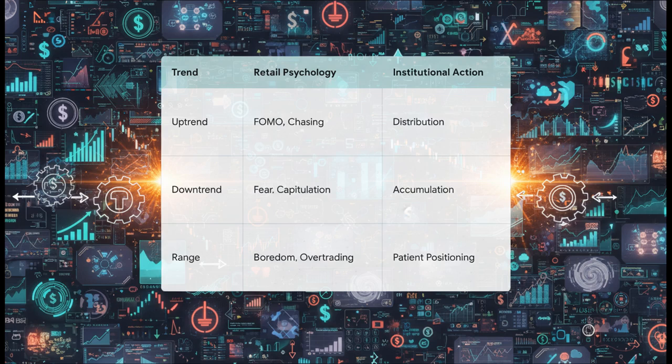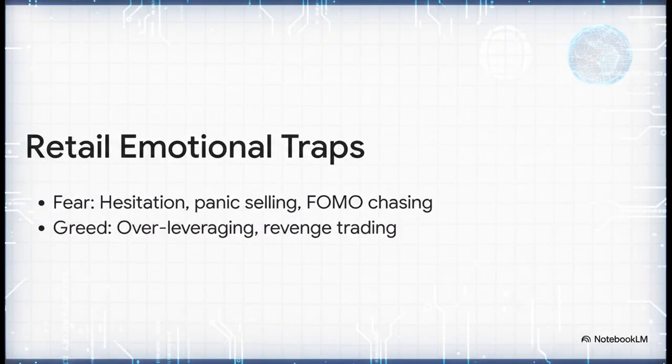One feeds the other. And these emotions manifest as predictable, account-destroying behaviors. Fear causes hesitation, or panic selling right at the lows. Greed causes you to over-leverage a good position, or worse, revenge trade after a loss. Institutions do not need to predict the future. They only need to predict that human nature, under pressure, will act predictably.